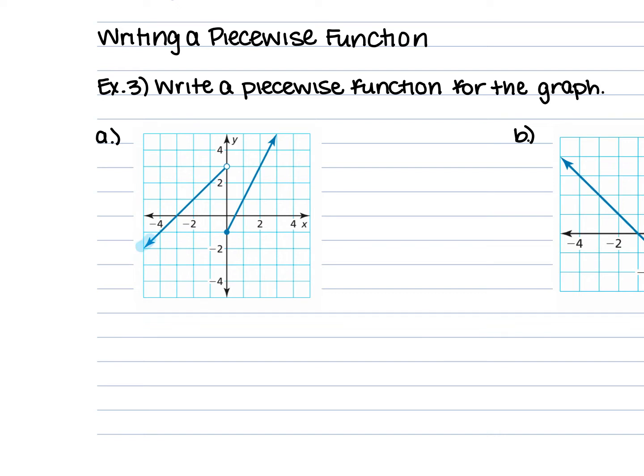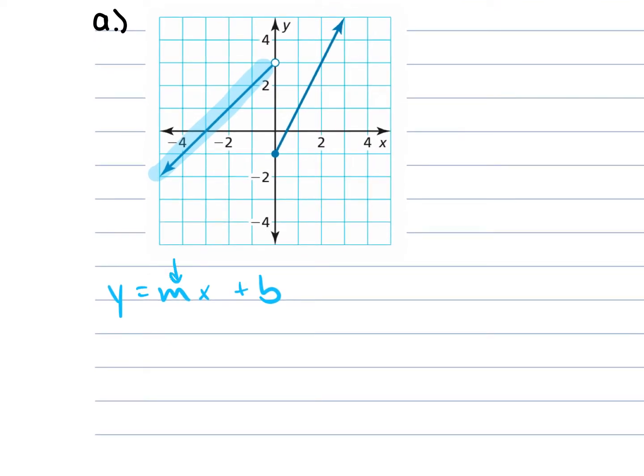So I'm starting with this graph. To write an equation of a line, we can write it as y equals mx plus b. So what do I need to know if I write it in this form? Slope. I need to know the slope. And what else? The y-intercept. So our y-intercept is 3 because it crosses the y-axis at 3. So b would be 3.